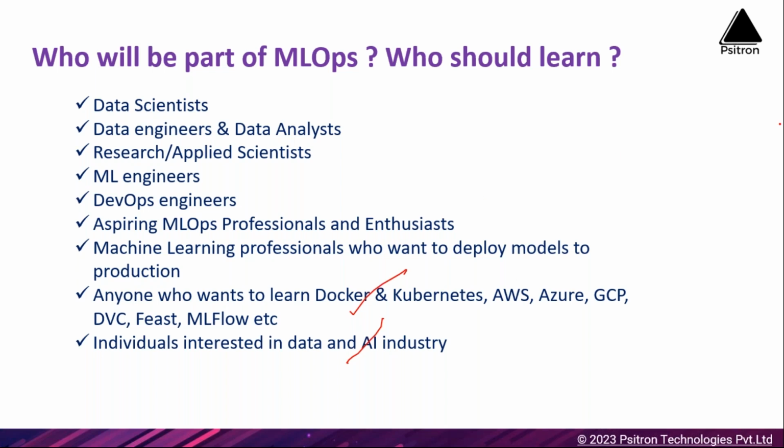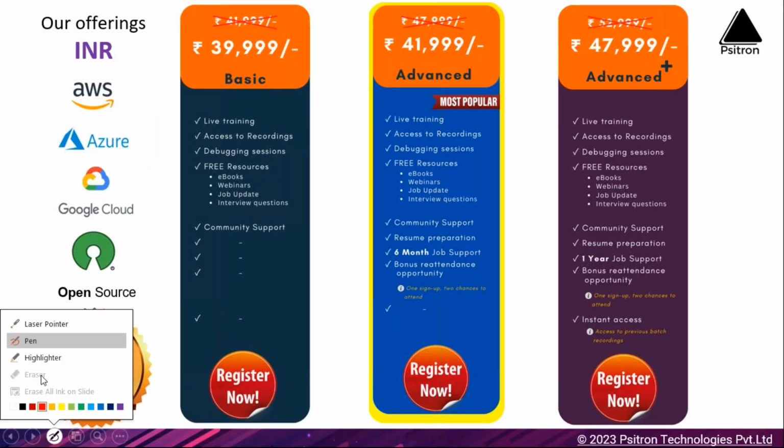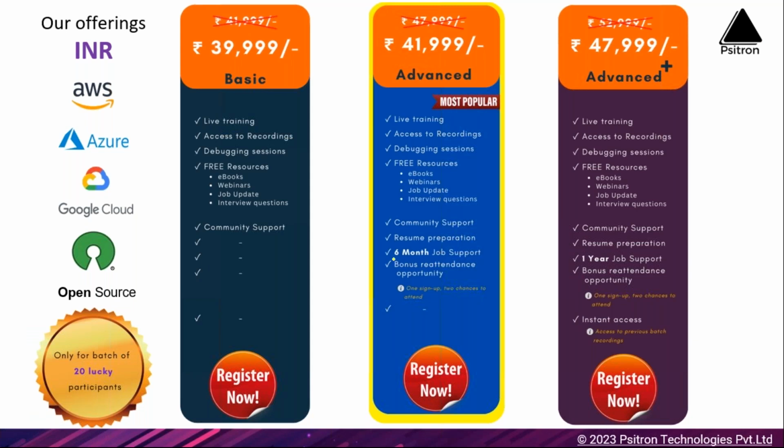Perfect. Then Syed is asking a question: is there any placement support? Yes, we do have. That's what I'm trying to mention. As part of the plans that you're going to choose, there are two categories of participants when it comes to the 6 months of job support and 1 year of job support. This is where we will support you guys.